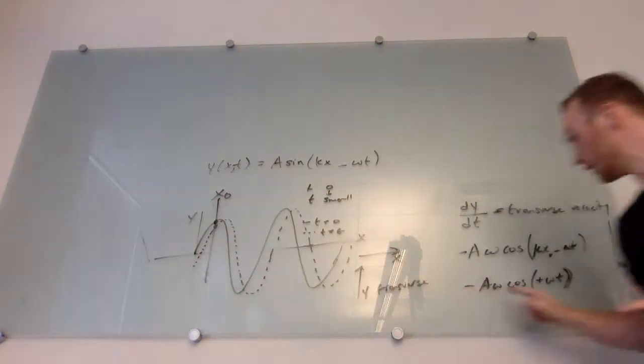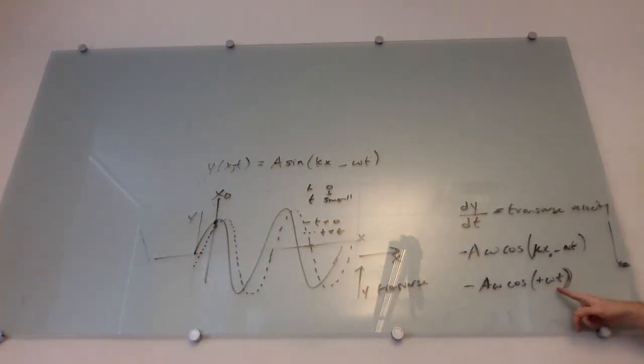Later, they're going up because, of course, if you go to later x positions, this cosine is going to eventually flip around. That's the whole point of these oscillating things.